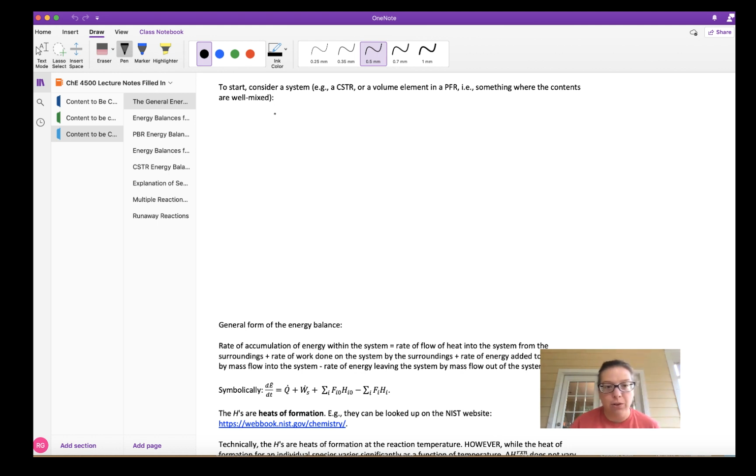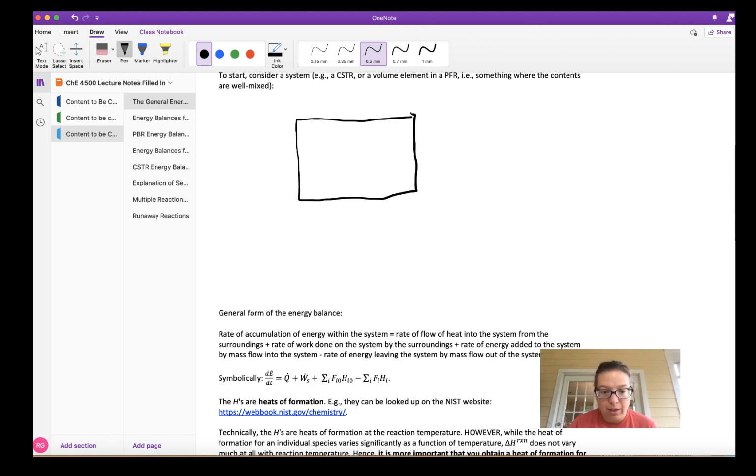Okay, so to derive the general energy balance, consider a system. We're just going to consider a generic system, something maybe like this. The general form of the energy balance is going to be the rate of accumulation of energy within the system equals the rate of flow of heat into the system from the surroundings, plus the rate of work done on the system by the surroundings, plus the rate of energy added to the system by mass flow into the system, minus the rate of energy leaving the system by mass flow out of the system.